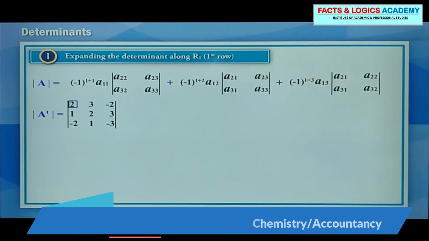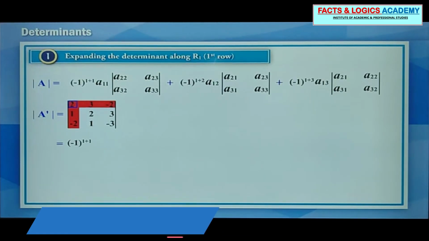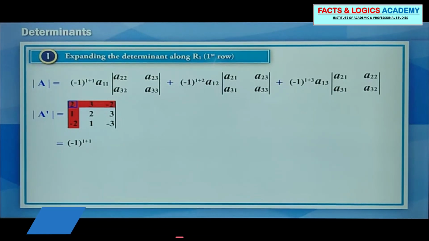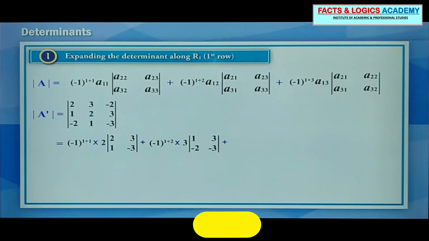The first entry of the first row is 2. Multiply it with minus 1 raised to the power of 1 plus 1, where 1 plus 1 is the sum of the suffixes of A11, which is the position of this entry in the matrix, and then by the second order determinant, obtained by deleting the elements of the first row and the first column of the determinant. Similarly, the other two terms can be obtained.